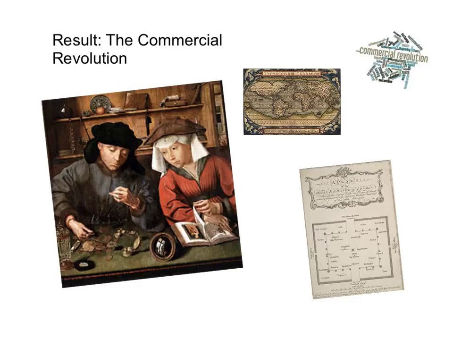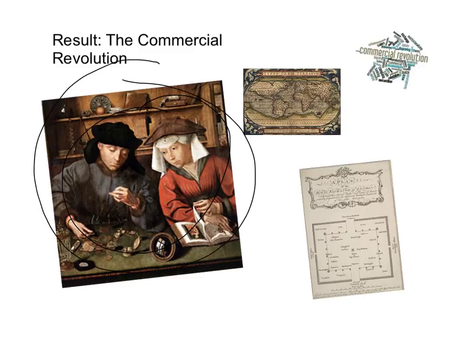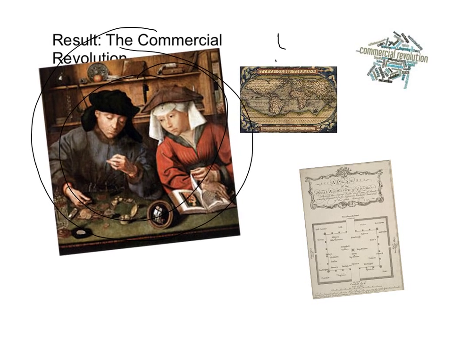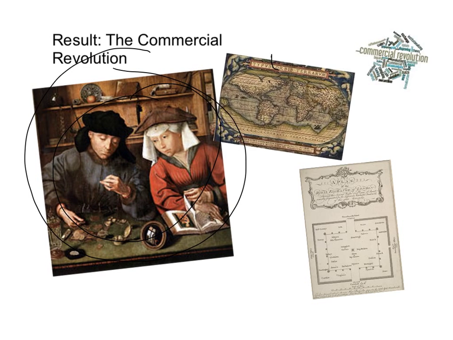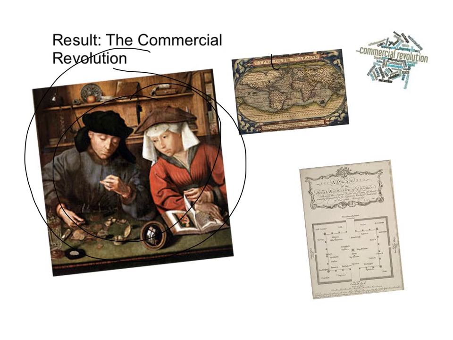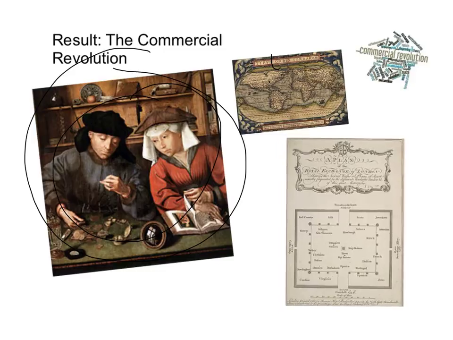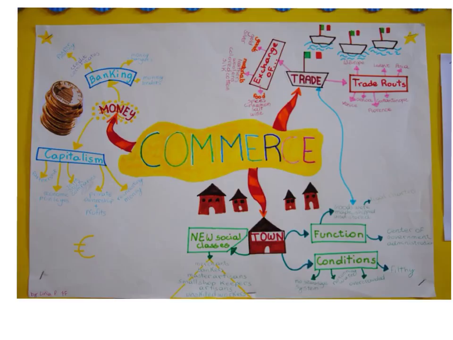So you can see in this picture right here a painting of moneylenders, bankers, earliest bankers. Remember we talked about the Fugger family, obviously the Medici family in Italy. Here we have a map of the world as exploration is growing, and this is actually a joint stock charter. So joint stock companies are coming into being, which are fairly profitable.